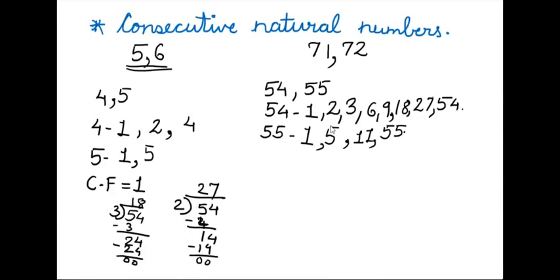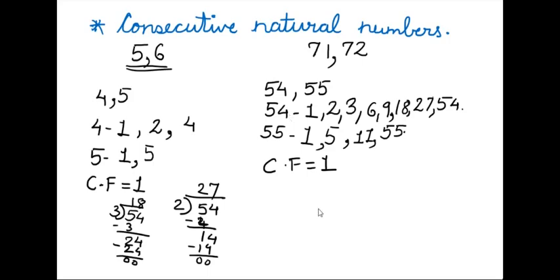So these are the factors of 55. Now if you look at the factors of 54 and factors of 55, can you see any common factor in it? Yes, we can see a common factor in both of them. That common factor is 1. So we will write here CF, that means common factor, is equal to 1. Hence we can say that 54 and 55 are co-prime numbers.